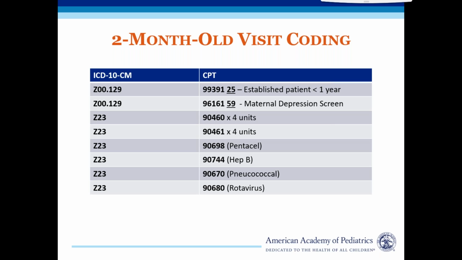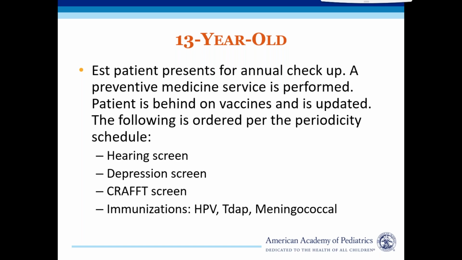You're going to use your modifier 25 on your preventive medicine service. You're going to report modifier 59 on your 96161 for the maternal depression screen, and that is because there is an edit on the 96161 and 90460. So if there's not a 59 modifier, it may deny as bundled. You report the 90460 with 4 units and your 90461 with 4 units. You've given 4 different injections and you have 4 additional components with the Pentacel.